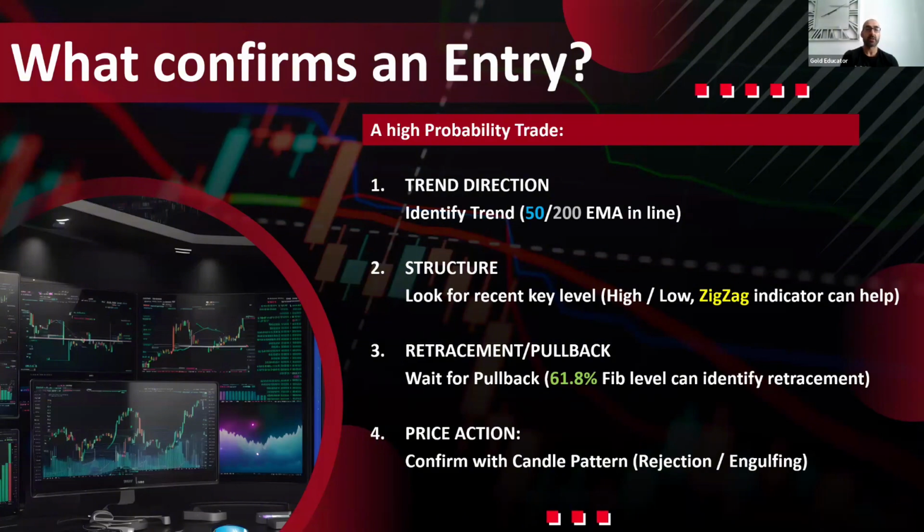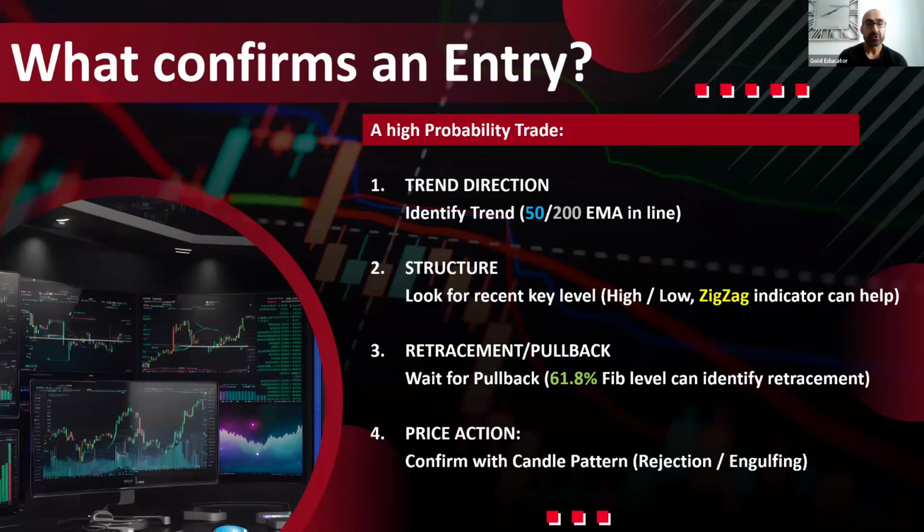So the way we identify trend is that we use the 50 and the 200 EMA. I'll remind you of that when we go into the charts. And if the 50 and 200 are in line, so the 50 is above the 200 and it looks like it's going in an upward direction, you could identify that as a bullish trend or a trend that's going up.